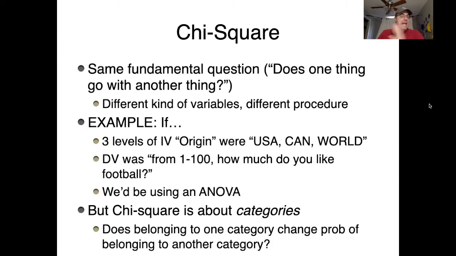We're not measuring anything from anybody that would allow us to make a mean. What we're doing is just making people sort themselves into categories, right? So chi-square is about categories. It's about nominal variables.